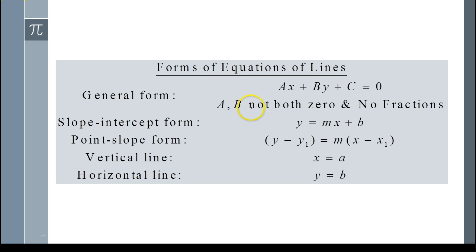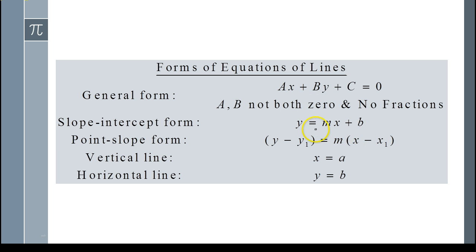A and b cannot both be 0, and we can't have any fractions in our answers. So we'll multiply to make those go away if need be. Other than your homework, a test or quiz is not going to specify which form to write it in. If it doesn't specify the form, you may choose whatever form you want to write it in.